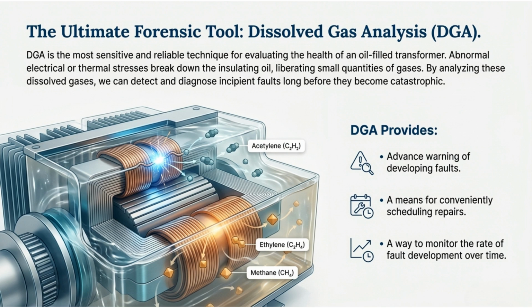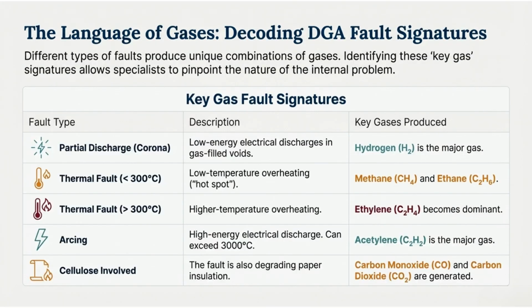By analyzing dissolved gases, we detect incipient faults caused by thermal or electrical stresses. DGA provides advanced warning and allows for convenient scheduling of repairs. Different fault types produce unique gas signatures. For instance, partial discharge produces hydrogen, while arcing produces acetylene. Identifying these key gas fault signatures helps specialists pinpoint the internal problem.